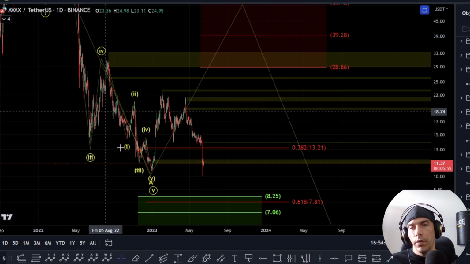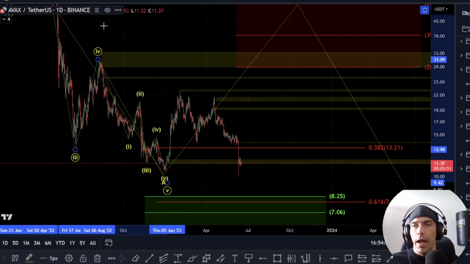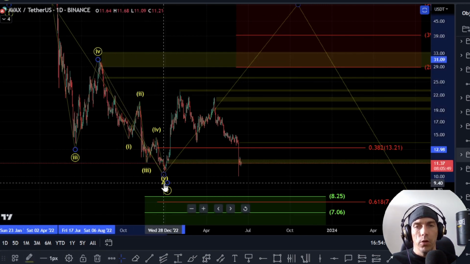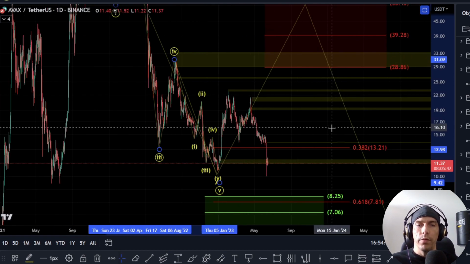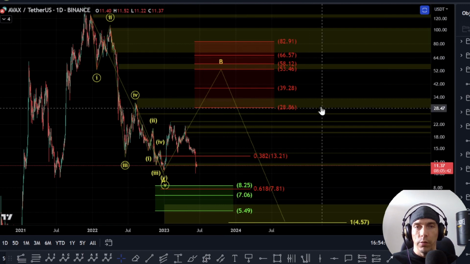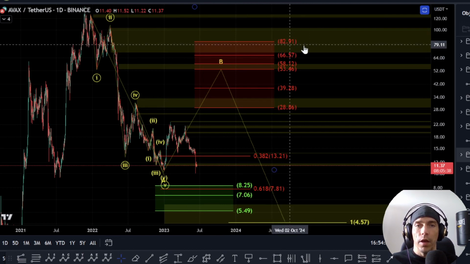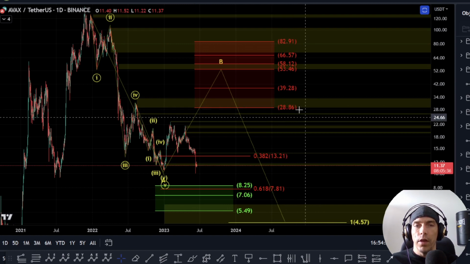However, if we do have this where we are counting this as a diagonal into this point to complete this as a fifth wave, what we could argue then is that this could actually be a smaller flat. Now the same idea would be here, looking for this move to the upside as a corrective structure, looking for a structure that's going to develop between this 82.91 to this 28.86.